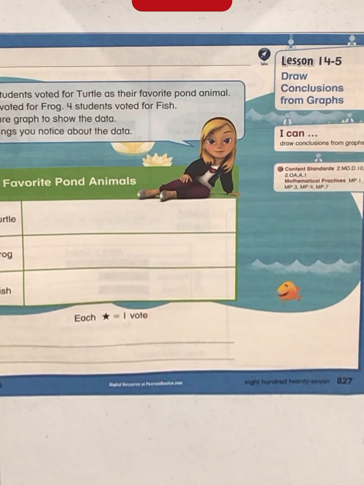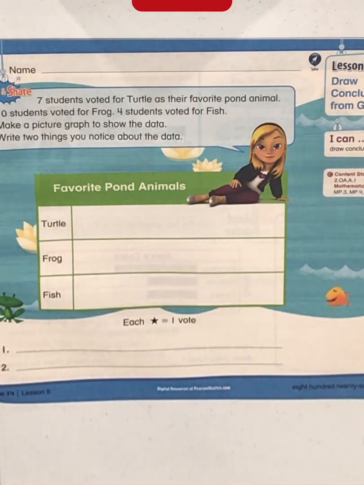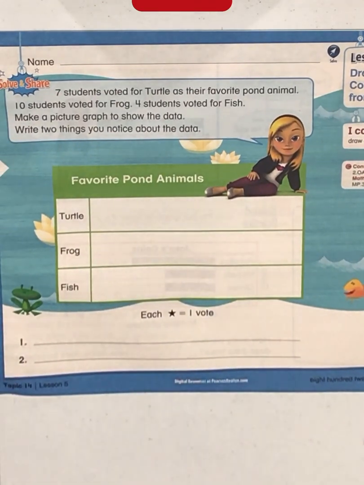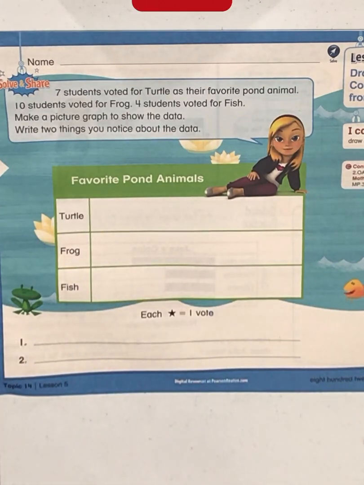Right, this will be lesson 14.5, drawing conclusions from graphs. So your lesson today, they're going to have you either complete a graph or they're going to give you a graph that we have learned in the previous lessons, and they are going to have you make observations about the data. So looking at the solve and share, it says 7 students voted for turtle as their favorite pond animal.